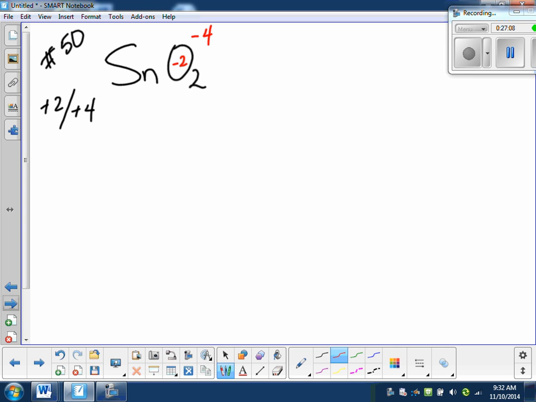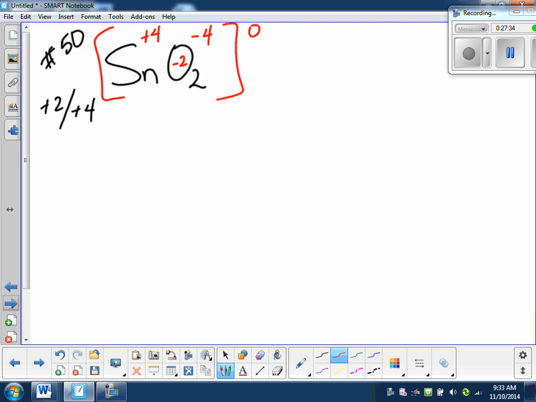Tell me the charge. So if we have 1 tin canceling out a whole -4 charge, what must be the charge on our tin? Is it the +2 form or the +4 form? +4. How do you know that? Because it has to be opposite. It needs to cancel each other out to give us our 0.